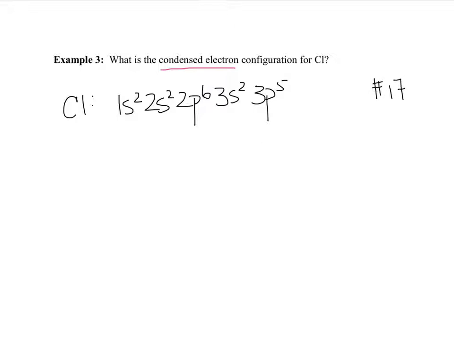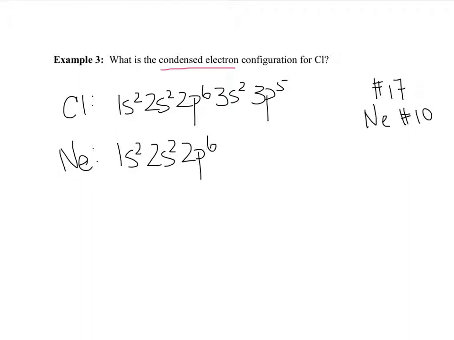So the noble gas that comes before chlorine is neon, which is number 10. And we saw that neon has an electron configuration of 1s2, 2s2, 2p6. So notice that chlorine has the electron configuration of neon as part of its overall configuration.